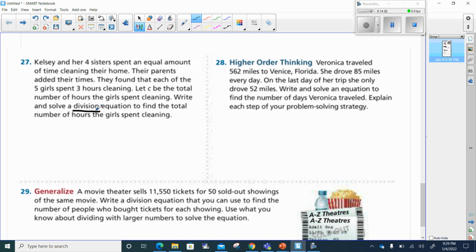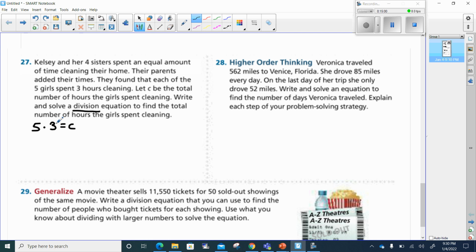Division means that we're going to have to go ahead and divide. So we know here that there's 5 girls and they spent 3 hours cleaning. On the surface, you would think this is pretty easy. This is 5 girls and each of them spent 3 hours cleaning. So that means that has to equal C, the total number of hours that the girls are cleaning. But this is not a division problem.